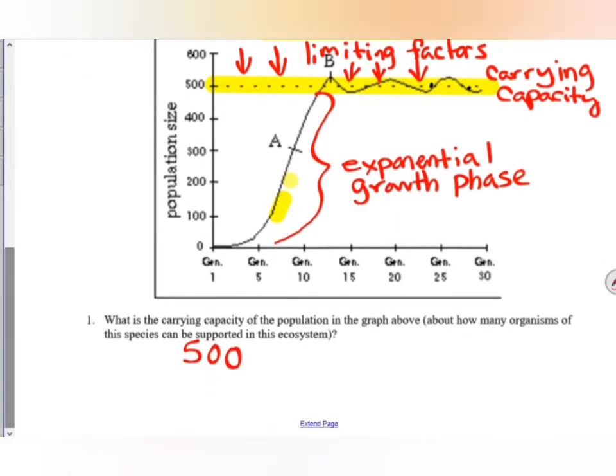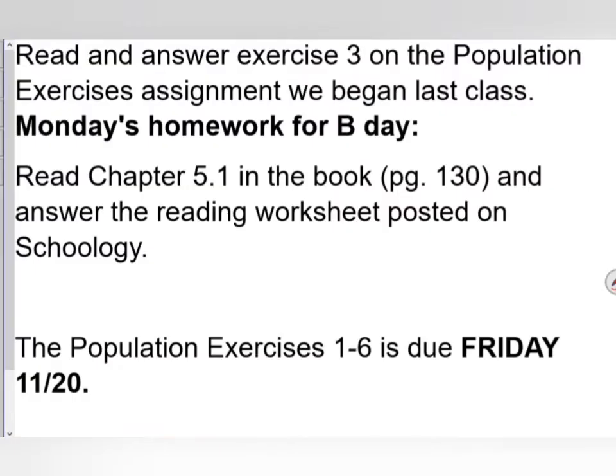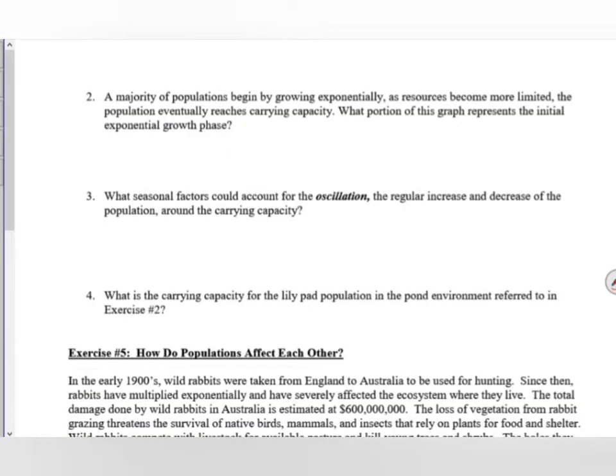Okay, sometimes you won't have that up and down, and it'll just look like this. Okay, and you'll just have to find the spot like that where it levels off. Okay, it'll always be easy to find. It's going to be where the graph levels off. Okay, a majority of populations begin to grow exponentially, and then as resources become limited, they reach a carrying capacity.